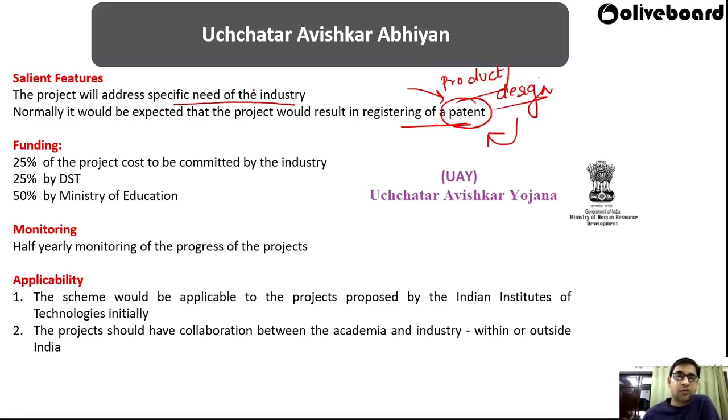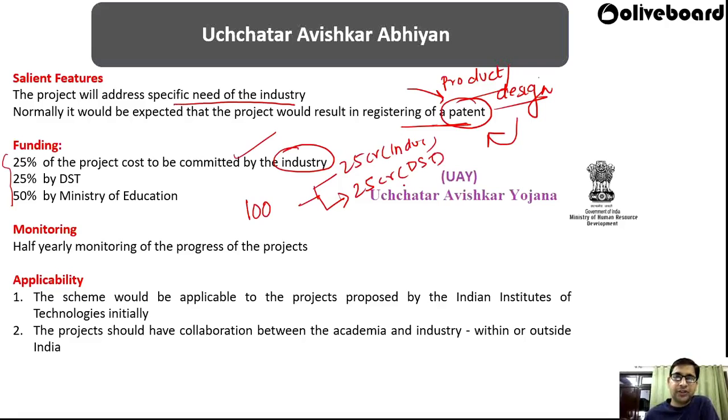The funding of this Uchchatar Avishkar Abhiyan has been divided into three parts. 25% of the project cost is committed by the industry. So whatever industries are there in our country, 25% will be provided by them. Like if we need 100 crore rupees, 25 crore rupees will be provided by industries. The next 25 crore will be provided by the Department of Science and Technology, and the next half of the funding, that is 50 crore, will be provided by the Ministry of Education.